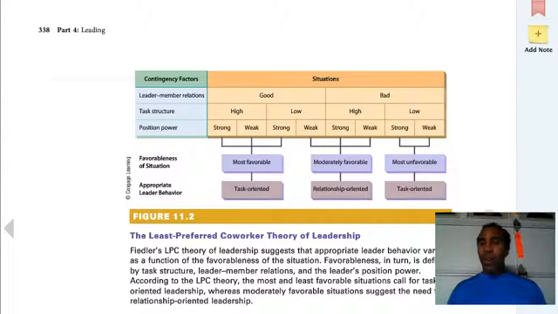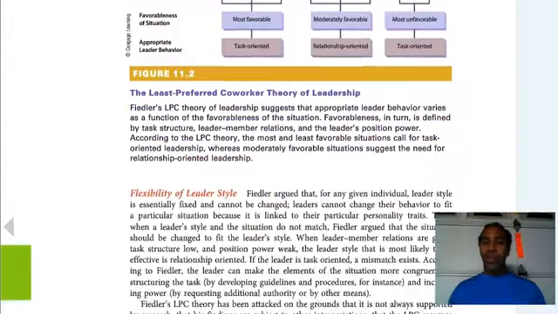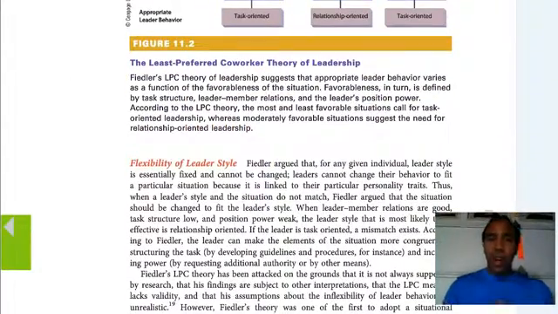Least preferred coworker theory of leadership, right? So be sure to go over this diagram. You'll see some very interesting things. So Fiedler's LPC theory of leadership suggests that the appropriate leader behavior varies as a function of the favorableness of the situation. Favorableness in turn is defined by task structure, leader-member relations, and the leader's position power. According to the LPC theory, the most and least favorable situations call for task-oriented leadership, whereas moderately favorable situations suggest the need for relationship-oriented leadership, right?